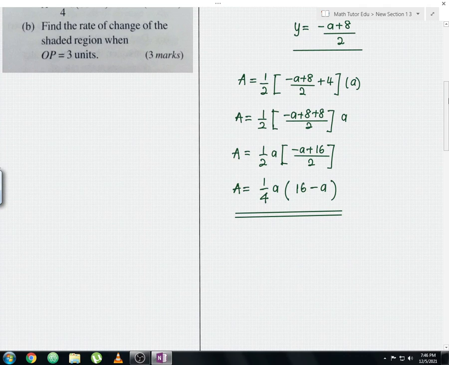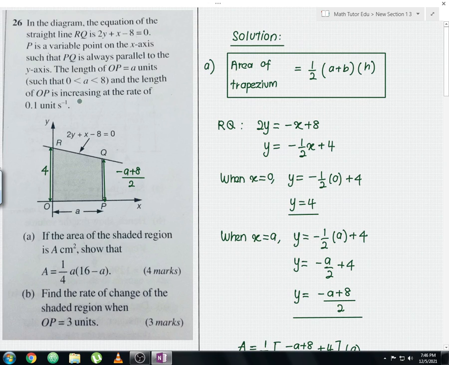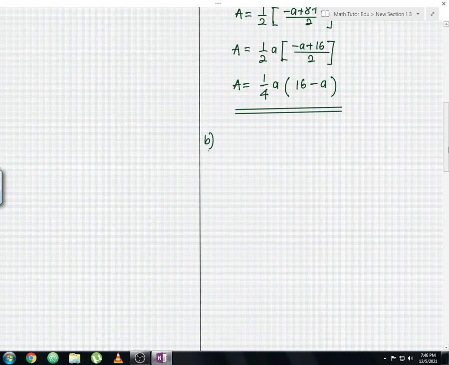Okay, let us continue our discussion for question part B. In the question, they have already mentioned that the rate of change of length OP is increasing at the rate of 0.1 units per second. So in this case, your length of OP is actually in the form of small letter a, and throughout the discussion we're going to address it as small letter a, guys. So from here, da/dt is equal to 0.1 units per second.